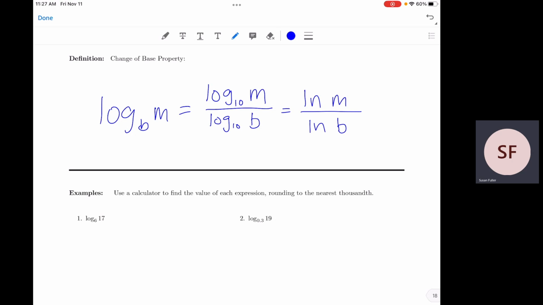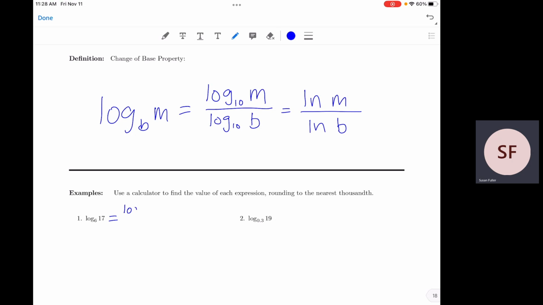So let's come down here to number 1, log base 6 of 17. This says 6 to what power gives me 17. And the answer to that is going to be not pretty. It's going to be something between 1 and 2, because 6 to the first is 6 and 6 to the second is 36. But I'm not really sure exactly what it's going to be. To find the exact value of this, you put this in your calculator using the change of base formula.